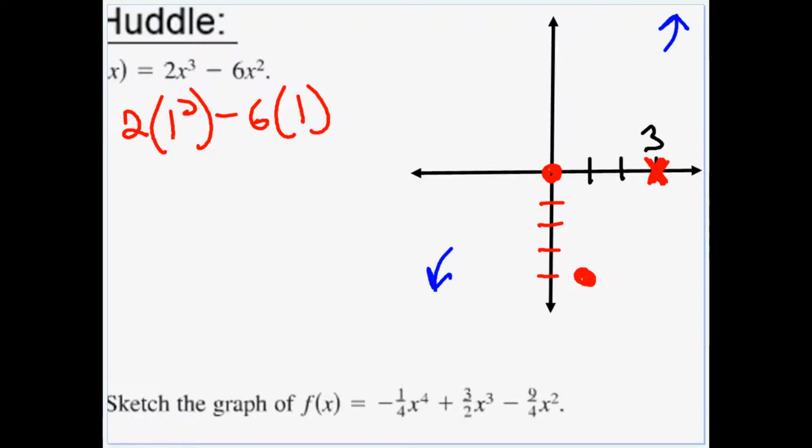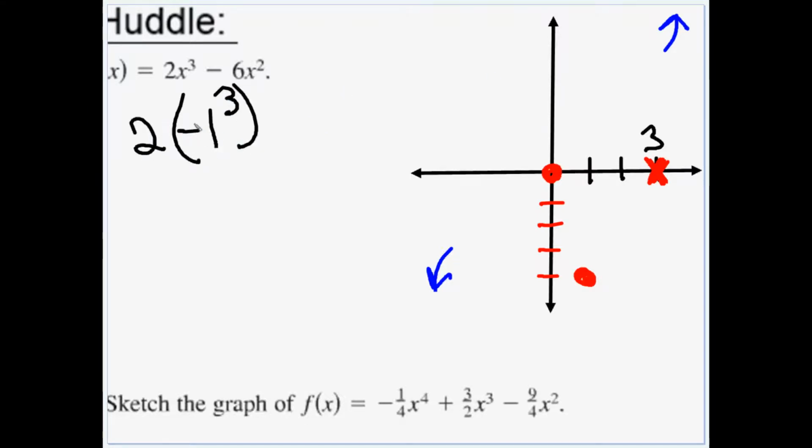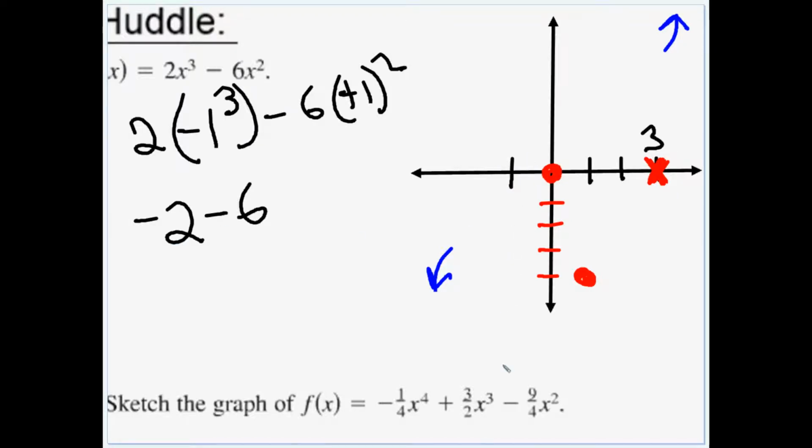And let's see if we put a negative 1 in. Whoa. A negative 1 in there. That'll be 2 times negative 1 cubed. So that negative will escape and make that a negative 2. And then we'll have minus 6 times negative 1 squared. That square will eat up the negative, so that's negative 2 minus 6, or negative 8. So if we went over to negative 1, we're going to be way down here at negative 8 already, way off what I have on my graph.